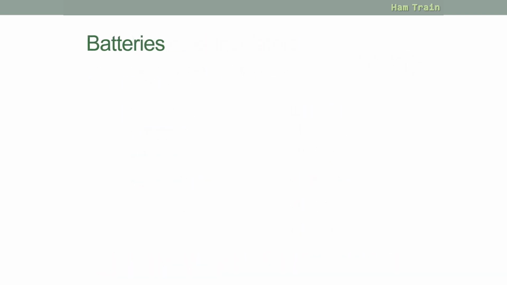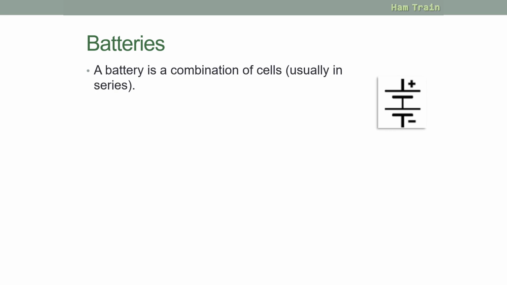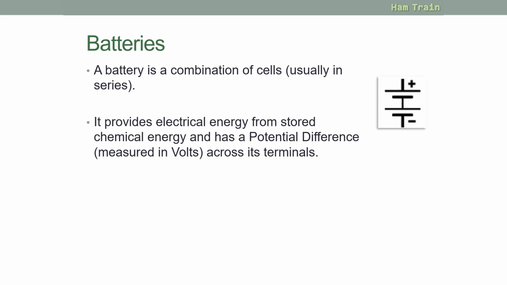Let's look now at batteries. As I mentioned earlier, a battery is a combination of cells, usually in series, so connected together as you see. A battery provides electrical energy from stored chemical energy and has a potential difference, which is measured in volts, across its terminals.